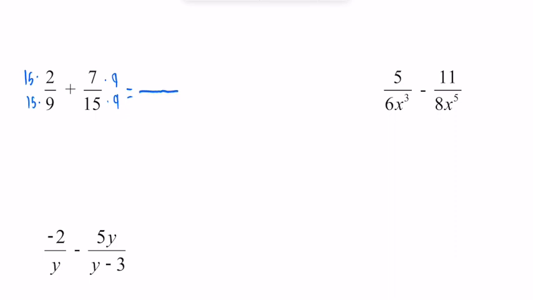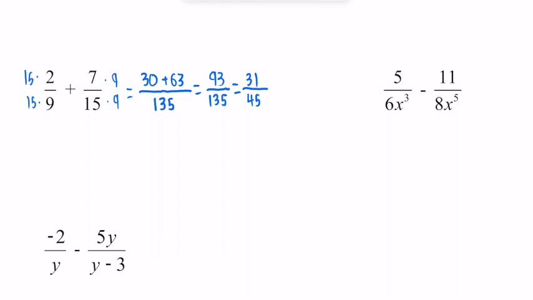That's going to leave me with 15 times 9 as the denominator of my answer, which is 135. Then in the numerator, 15 times 2 is 30, 7 times 9 is 63, 30 plus 63, we have 93 over 135. Now we do need to see if we can reduce it. One thing both of these are divisible by is 3. Divide them both by 3. In the numerator, 93 divided by 3 is 31. In the denominator, 135 divided by 3 is 45. And that would be our answer.